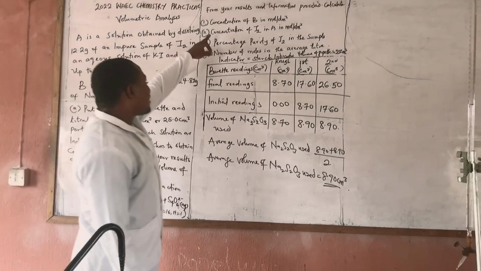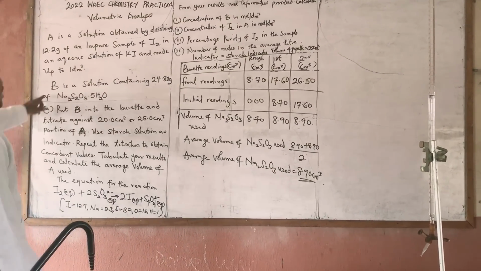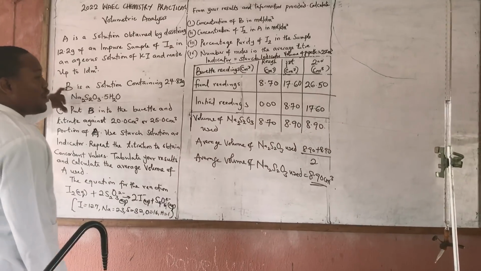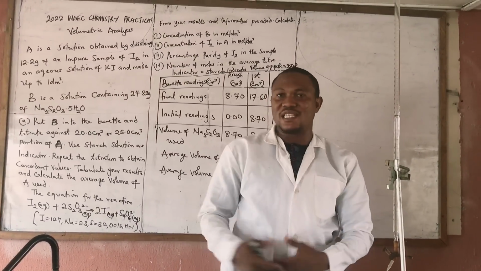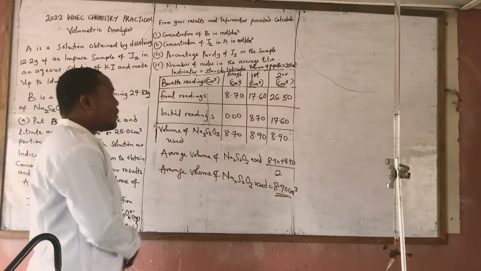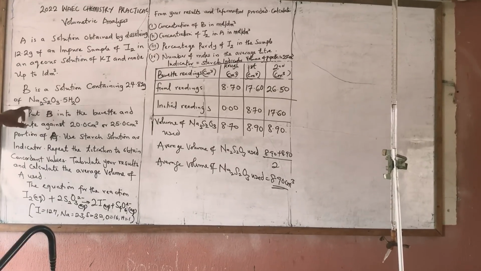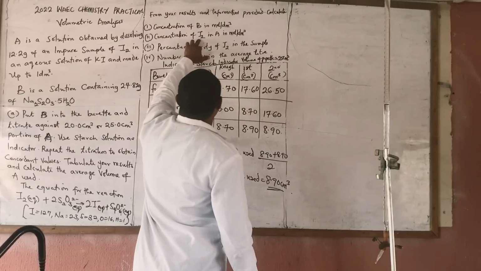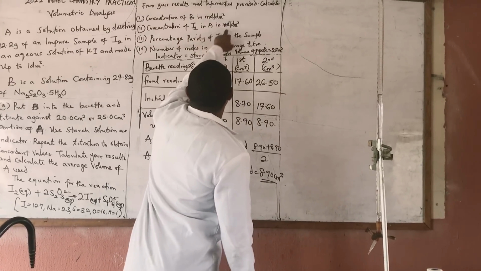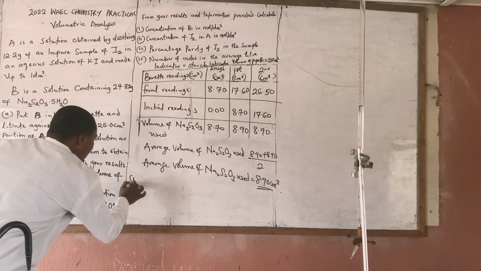So you now said, from the concentration of B in mole per dm³. Concentration of B in mole per dm³. If you have been watching my videos, you should at least know how to do some of these things by now, because I've done a whole lot of volumetric analysis videos. So concentration of B in mole per dm³, okay? Concentration of iodine molecule in A in mole per dm³. So let's start now. Concentration of B, 1.